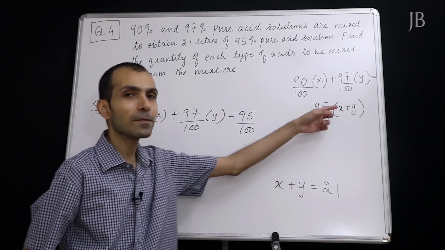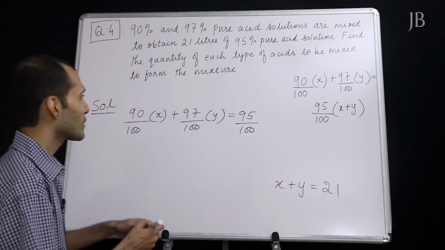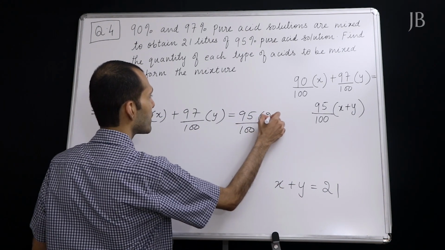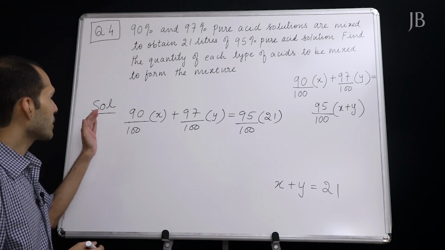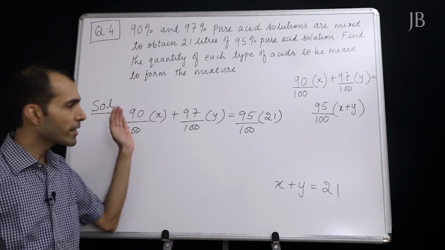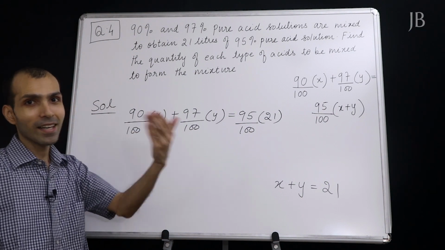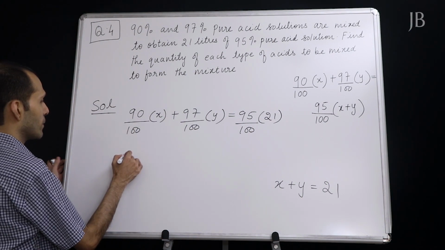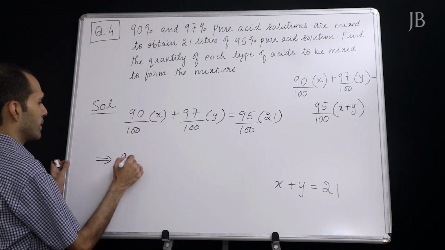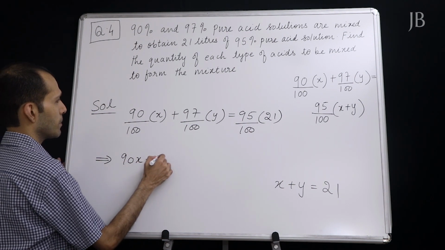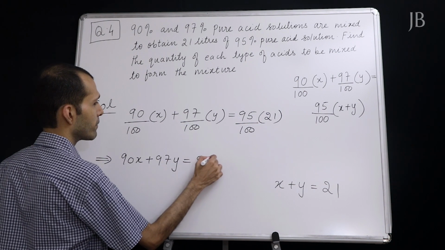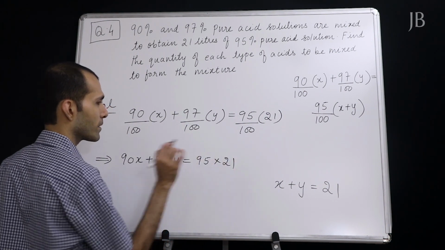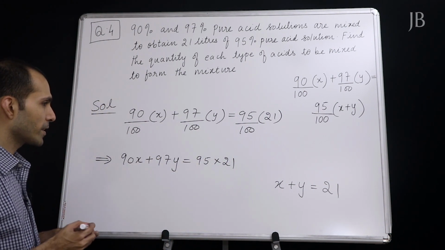But we know that x plus y is 21. So take here 21. Now, what can we do? We can multiply each and every term of the equation by 100. So we will get 90x plus 97y equaling 95 into 21. This is one equation.